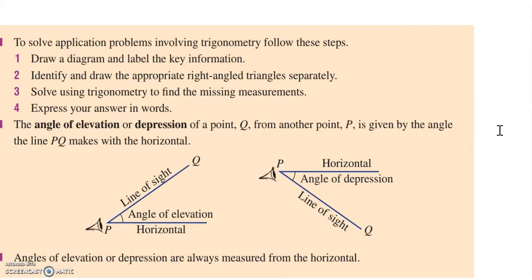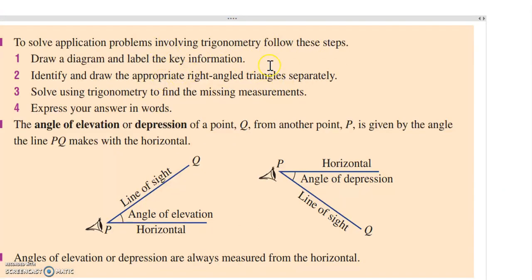To solve your word problems, you first have to draw a diagram. As we've discussed all the time, one of the strategies of problem solving is drawing a diagram. So you draw a diagram and label the key information. Identify and draw the appropriate right angle triangles separately. Solve using trig to find the missing measurements, whether it's an angle or side. Then you have to express your answer in words, so you'll say the missing side or the height of such and such is such and such. As I said, when we do examples, it'll make more sense.